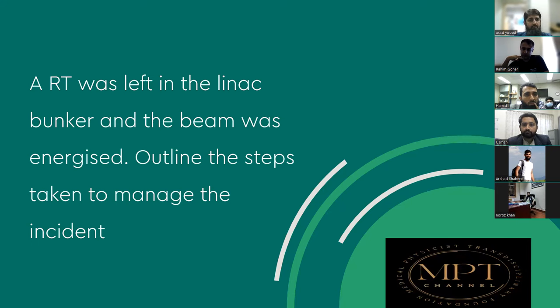Okay, first of all, if that incident was happening at that moment, then of course the emergency procedure should be followed to terminate the beam. The second step would be to report to the radiation protection officer and set up the RCA, root cause analysis, for the incident that has happened, and also verify that the RT is wearing the monitoring device, and that the monitoring device should be read to get how much dose he has got. The investigation should also include whether he was in the primary beam or the scatter beam, and the location of that person in that room.